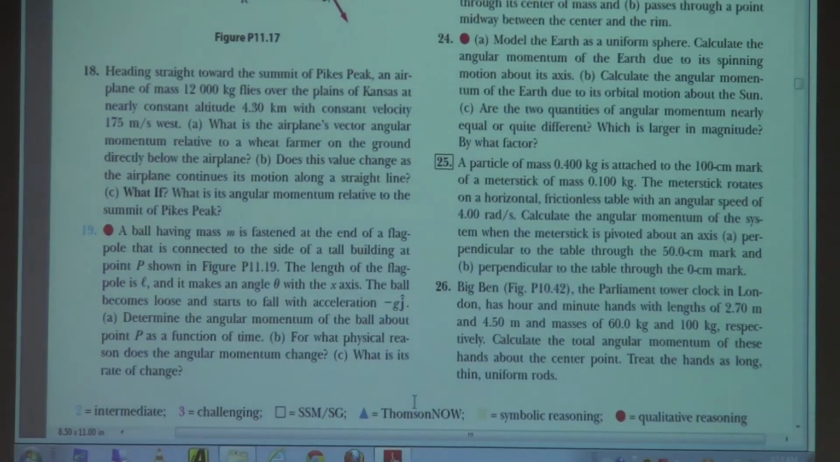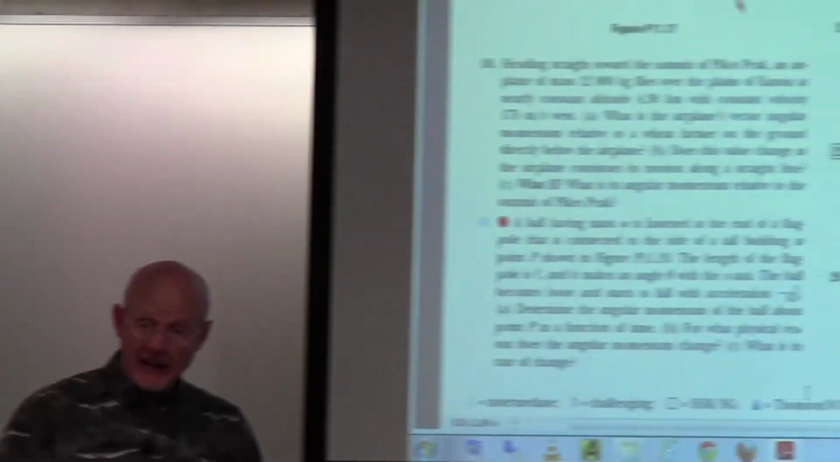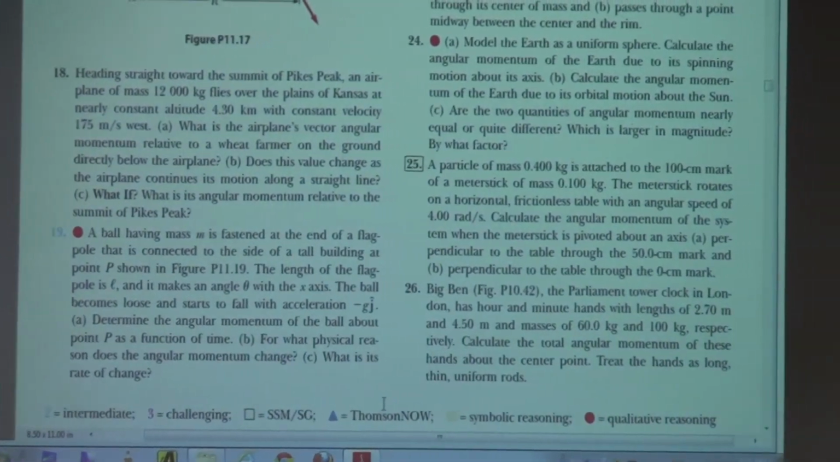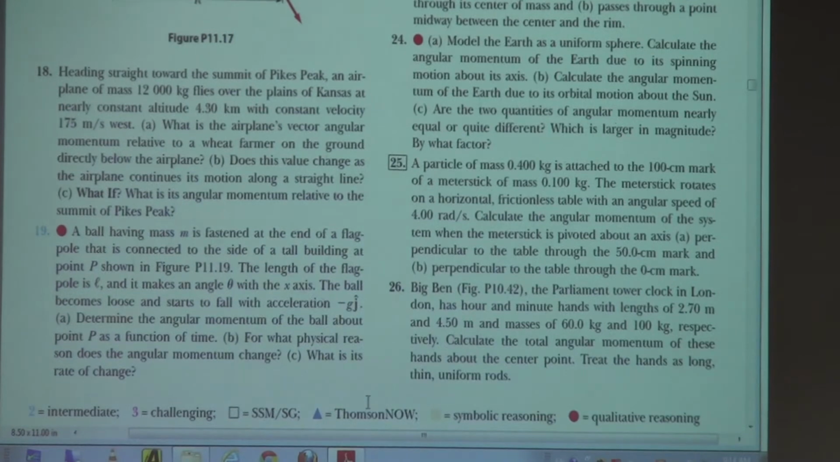And it says the following. It says, a particle of mass 0.4 kilograms is attached to the 100 centimeter mark on a meter stick that is 0.1 kilograms.